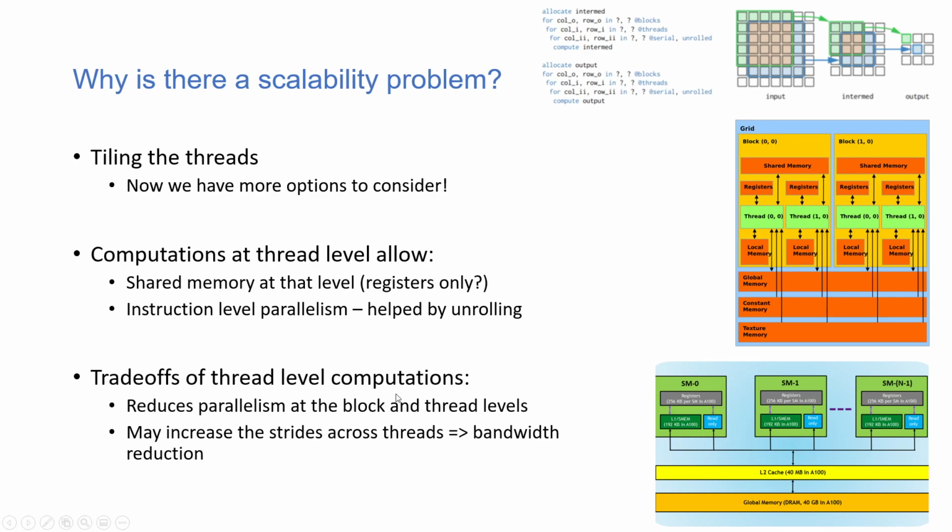Okay, there are trade-offs again in this place. This reduces parallelism at both the block and thread levels. If this is very big, then these two are going to get smaller, and they also may increase the strides among threads, which reduces the bandwidth. And of course, there are more options to consider in the tiling now.